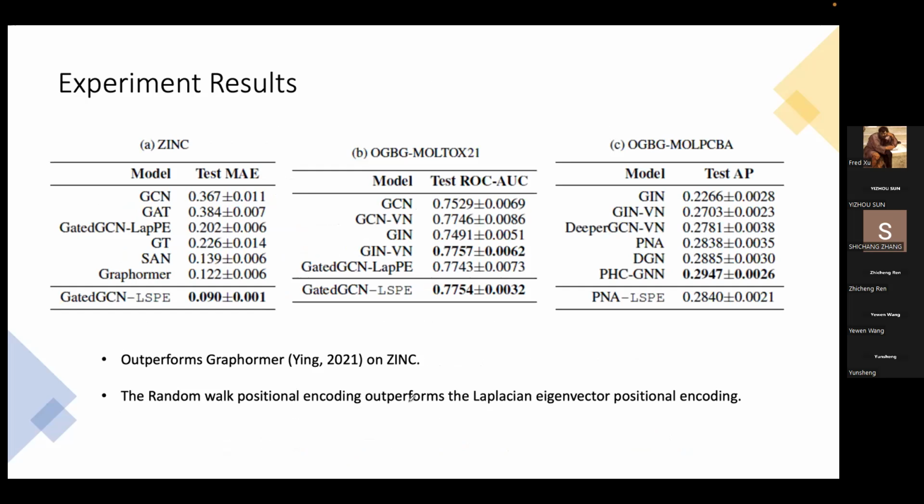So basically, by doing this, they actually outperform the previous transformer, which, by the way, is called Graphormer. They outperformed that one on the biological datasets and the chemistry datasets. And then they say that the random walk positional encoding is better than the Laplacian one.